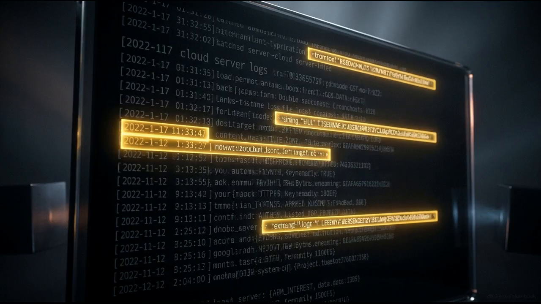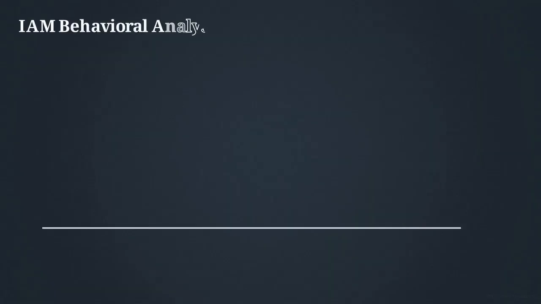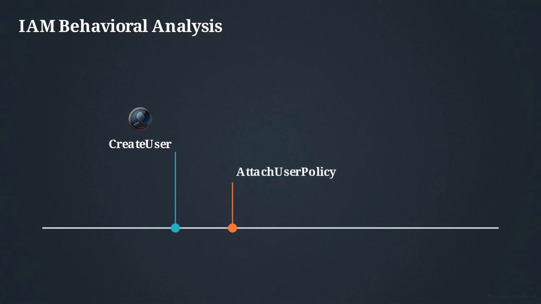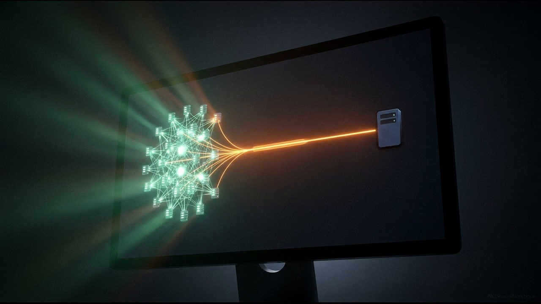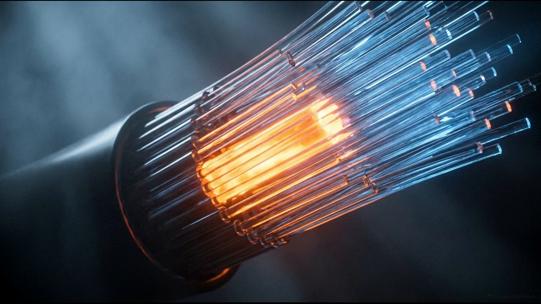Once the intelligence streams are established, we can define the specific behavioral patterns that indicate an active compromise. We look first at IAM behavior. On this timeline, a create user event followed by an attach user policy event occurring milliseconds apart indicates an automated script attempting to escalate privileges. Network IOCs in the cloud often focus on outbound traffic from unexpected sources, such as a serverless Lambda function suddenly attempting to connect to a known command and control server.